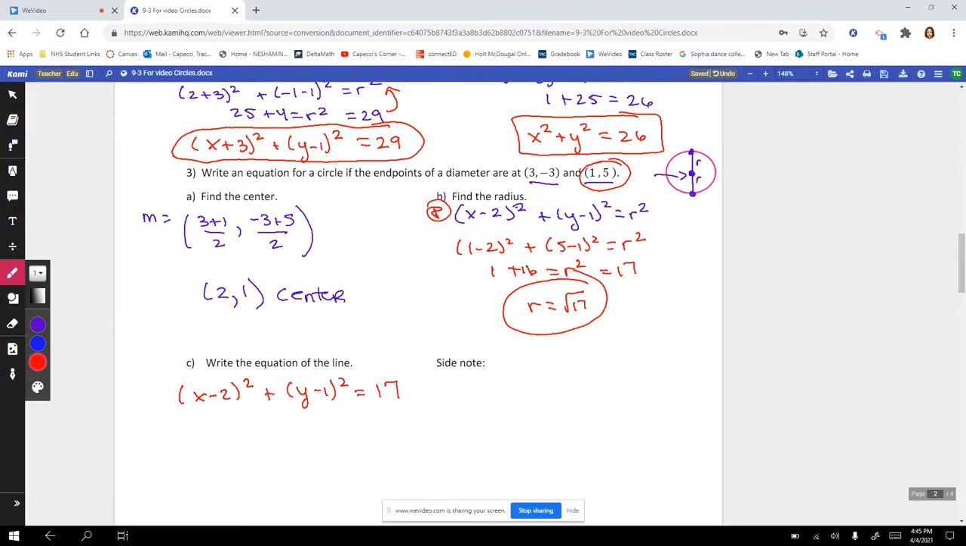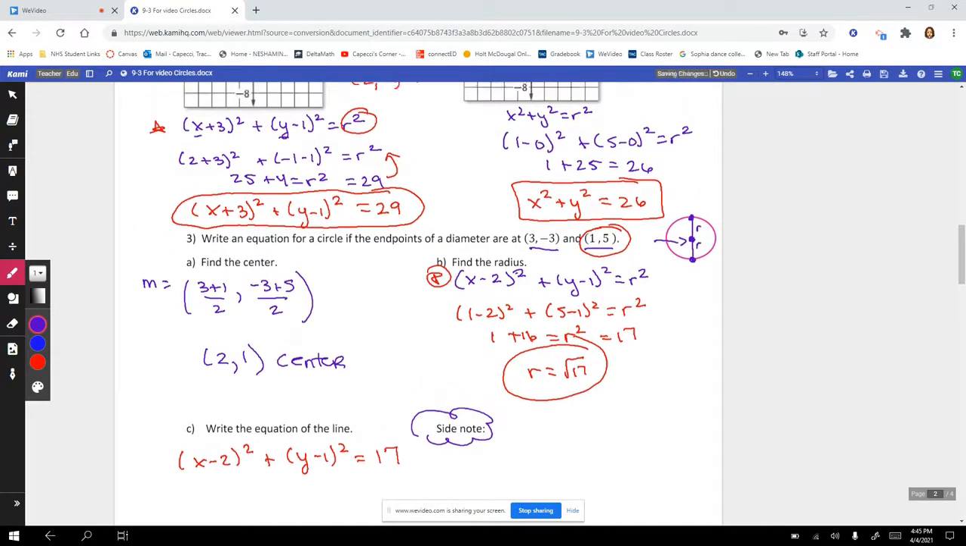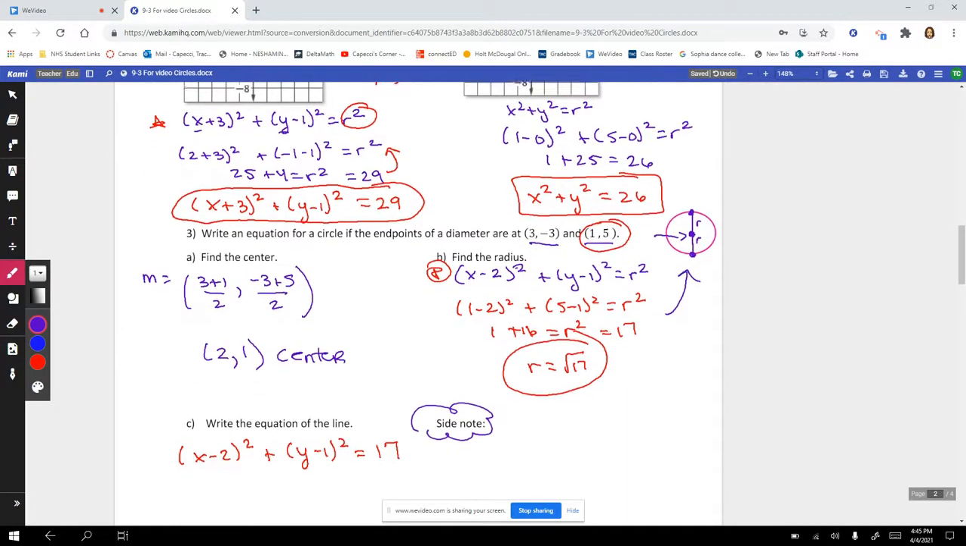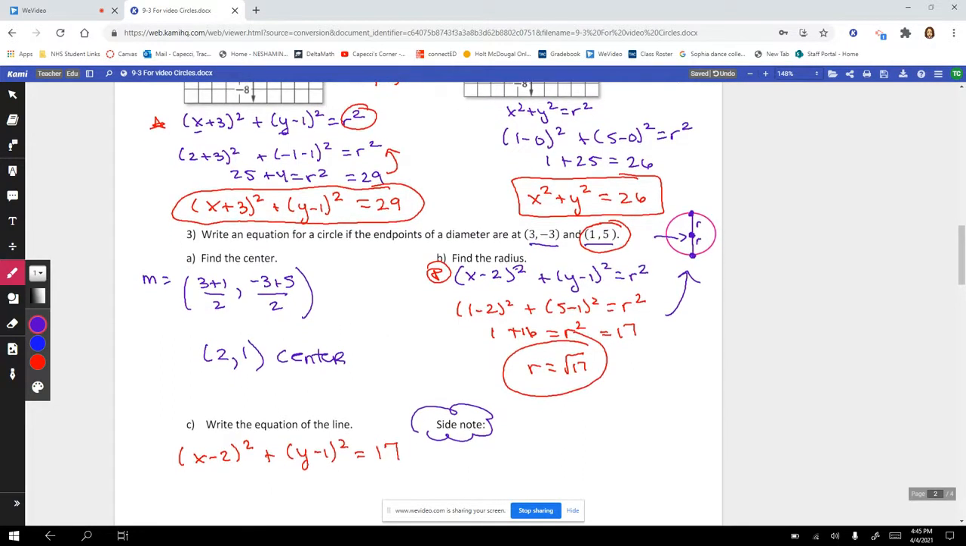Okay. Now, there's one last thing I think is a little interesting about this. Let's go back to the original diagram. When we look at this diagram, our distance and our radius is going to be from the center to the endpoint. That's our distance, that's our radius. So if I wanted to find the radius that way, I actually could, by using the distance formula, which we've used before in this chapter.